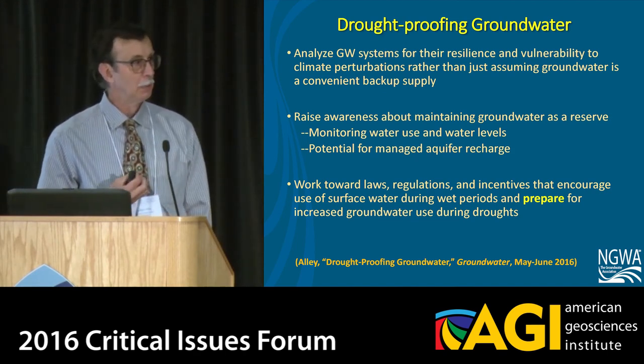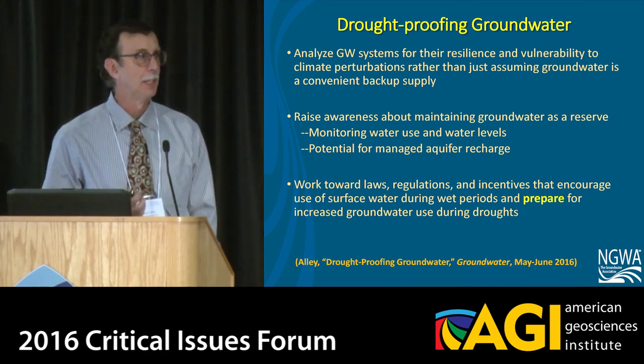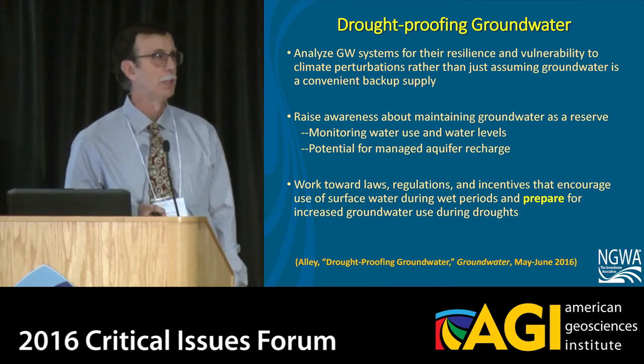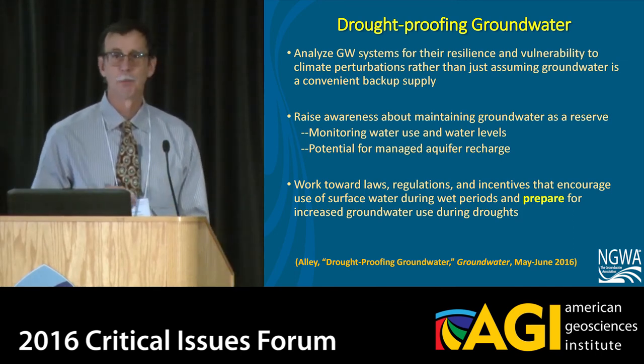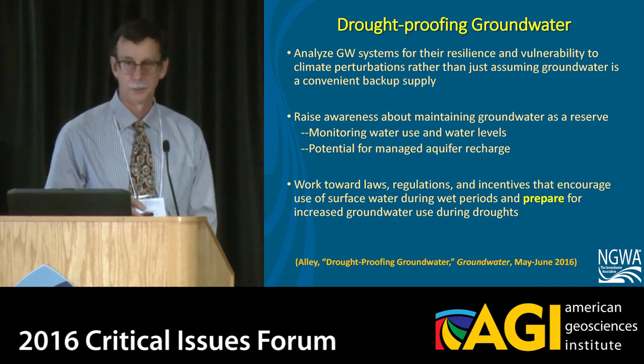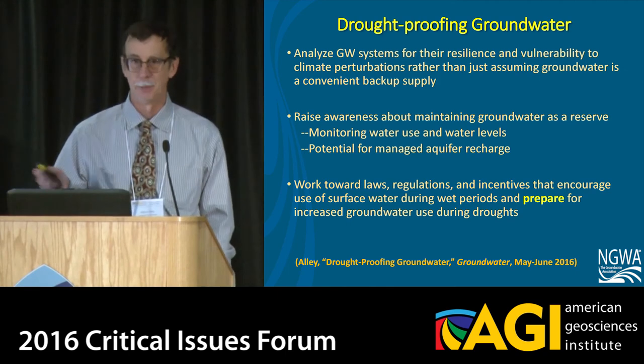And so we also need to work towards laws, regulations, and incentives. Maybe there's little we can do with the laws, but the regulations and incentives that encourage the use of surface water during wet periods and prepare, and I think prepare is the operative word here, for increased groundwater use during droughts. Whether we have climate change or not, this happens.